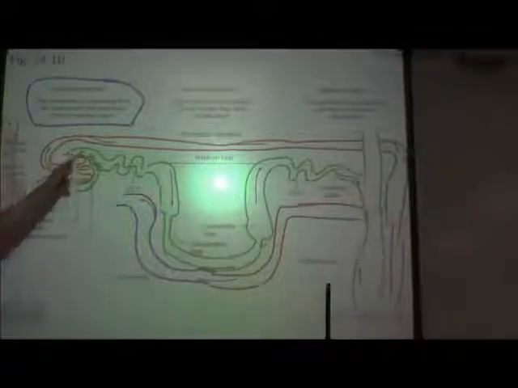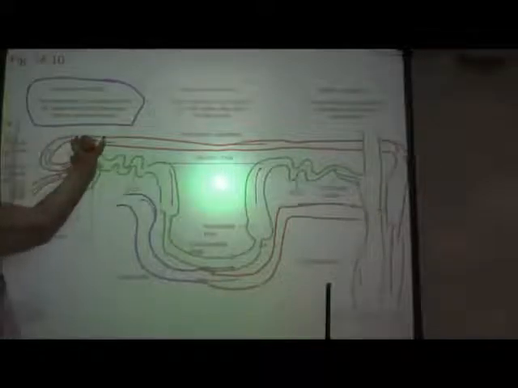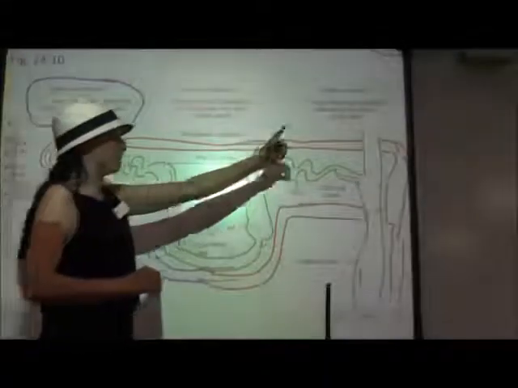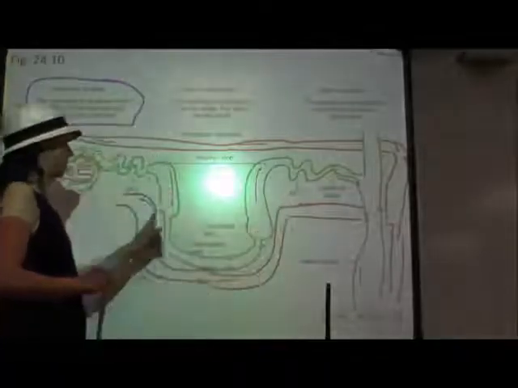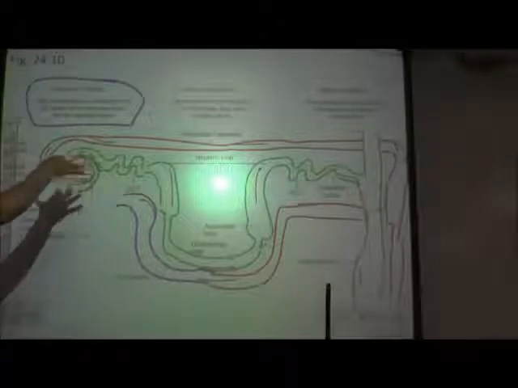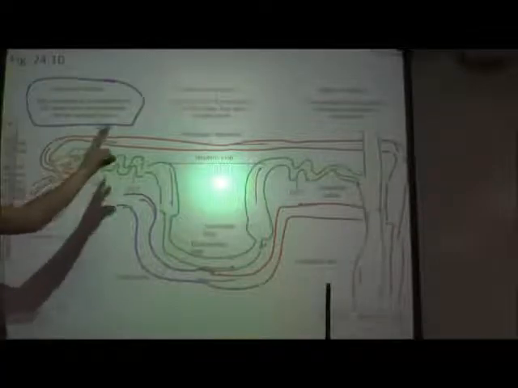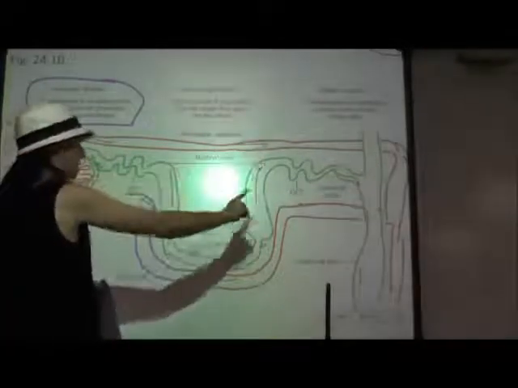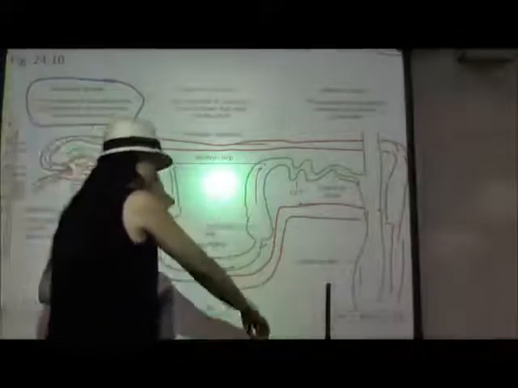Then it will exit the glomerulus in the efferent arteriole and will then circulate in either peritubular capillaries or vasa recta capillaries. So when you're thinking about urine production and what's going on in the kidneys, you have to track the movement of two fluids, blood and what's going to become urine.